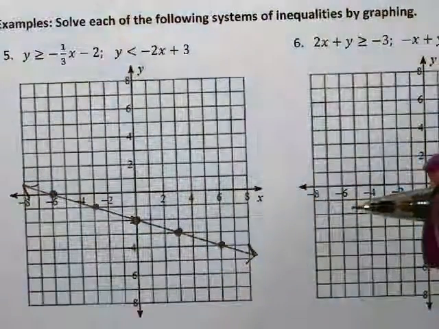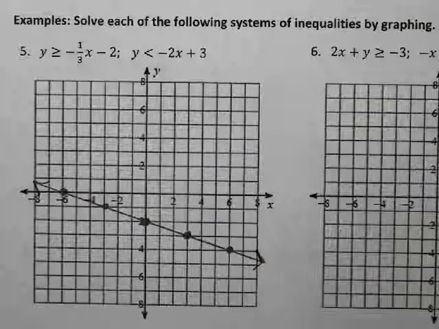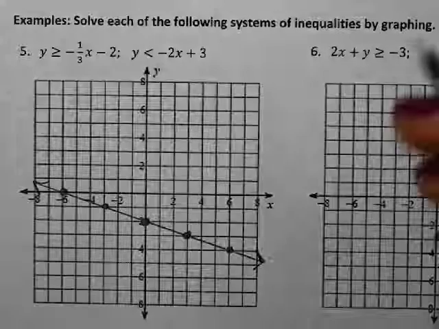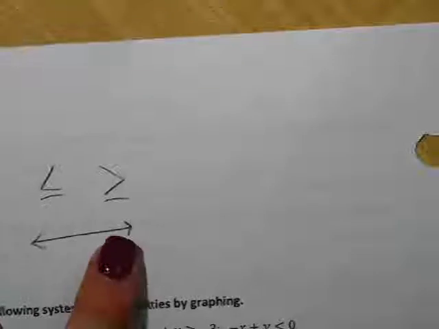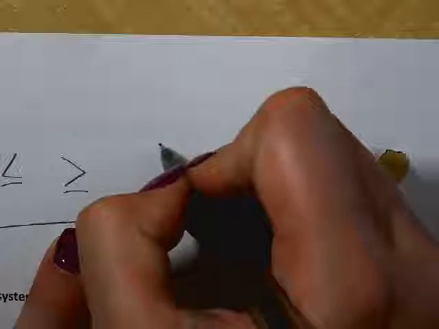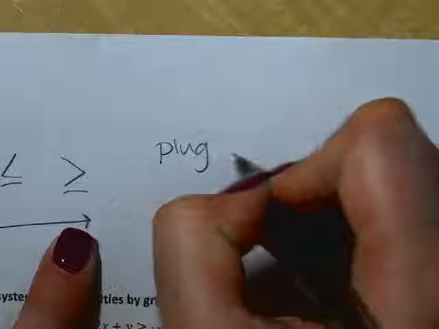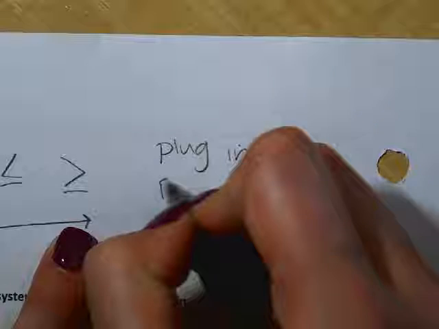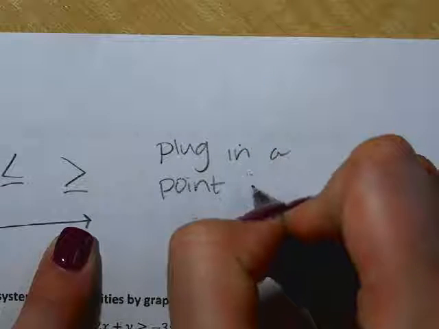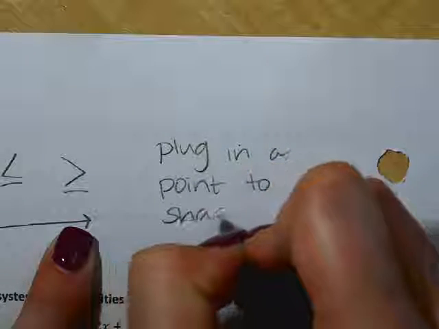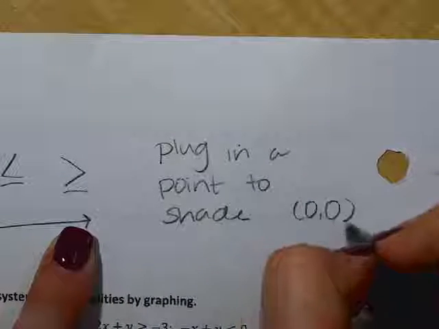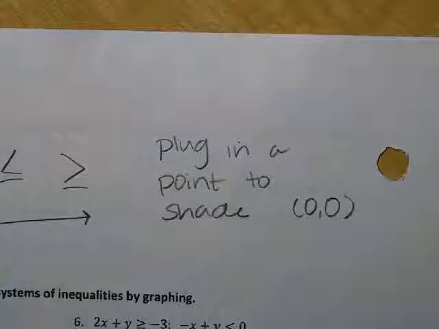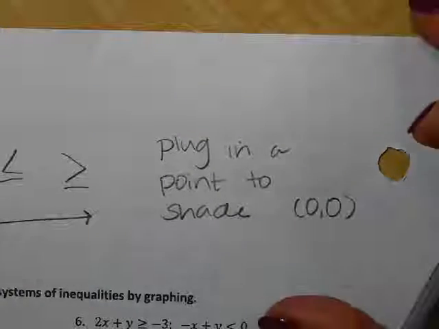And then after this, I go ahead and I pick a point to plug in, and that helps me figure out my shaded region. So I'm going to write that little reminder up here at the top. Plug in a point to shade. And the point that we typically use is 0, 0. But if 0, 0 is on the line, then you have to use something else.